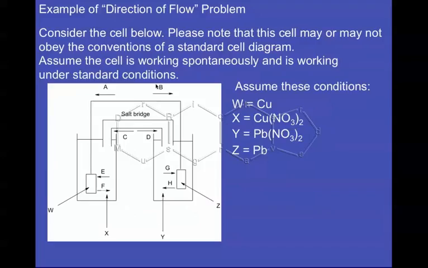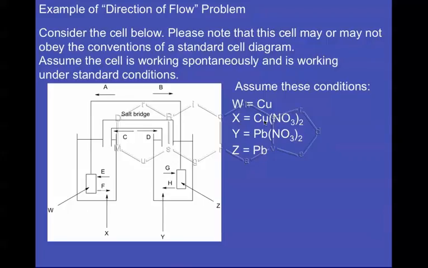I'd like you now to consider a direction of flow problem. This is a problem that has to do with galvanic cells. First of all, let me show you what you're dealing with here. You're dealing with metals, these metal plates or electrodes, and they're each in solutions of aqueous salts.